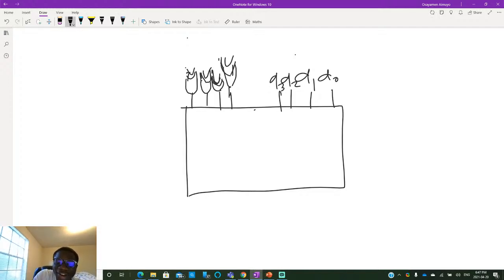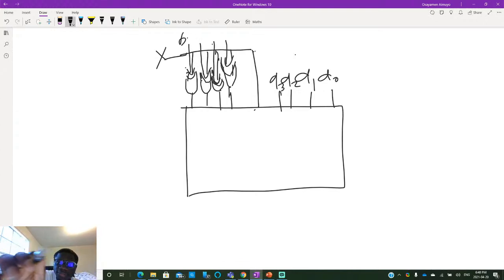Let's say we have a signal called some input X. This feeds into each of the XOR gates. And then we would also have each bit from our second input number. I'm just going to call these B3, B2, B1, B0.